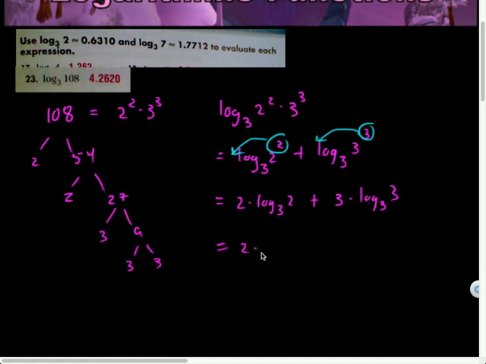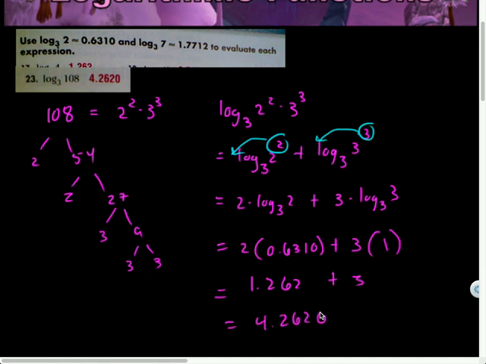So this is the same as 2 times 0.6310 plus 3 times, what is log base 3 of 3? What's that ask us? 3 to what power is 3? Yeah, 3 to what power is equal to 3, so that's 1, the first power. So this is equal to 1.262 plus 3 times 1 is 3, so looks like 4.262 is the answer.